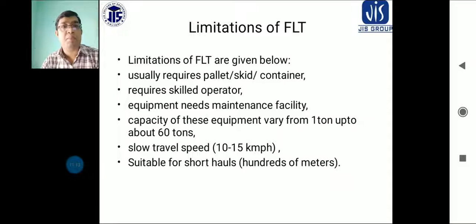Forklift trucks usually require pallets, skids, and containers, because different types of pallets, skids, and containers are used. They require skilled operators also. Suppose the forklift trucks are not handled by any labor or operators, skilled labor, like a skilled operator, will be required to operate the forklift trucks. And another thing is the equipment needs maintenance facilities also.